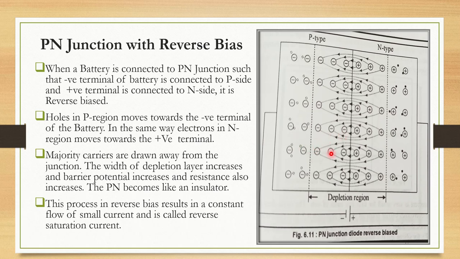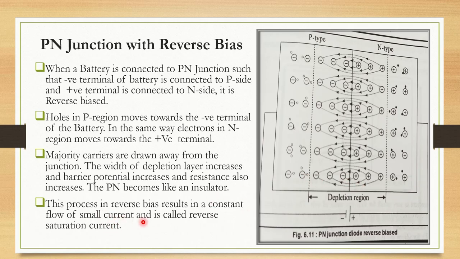In forward bias we have seen the depletion layer reduced. What is happening here? The depletion layer is increasing. Majority carriers are drawn away from the junction. The width of the depletion layer increases, and the barrier potential increases. Resistance also increases. The PN junction becomes like an insulator. We have seen that in forward bias the PN junction becomes a conductor, but here in reverse bias it becomes an insulator, because the depletion layer becomes bigger.